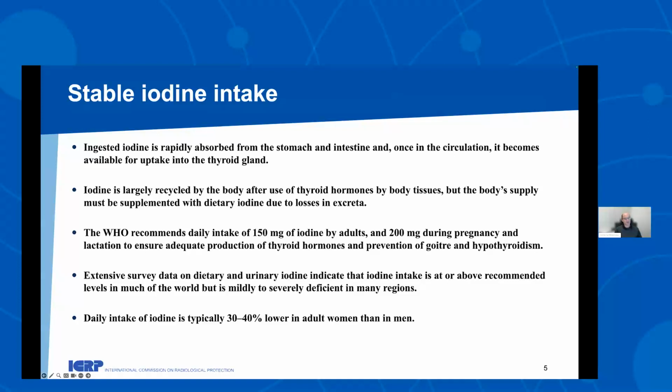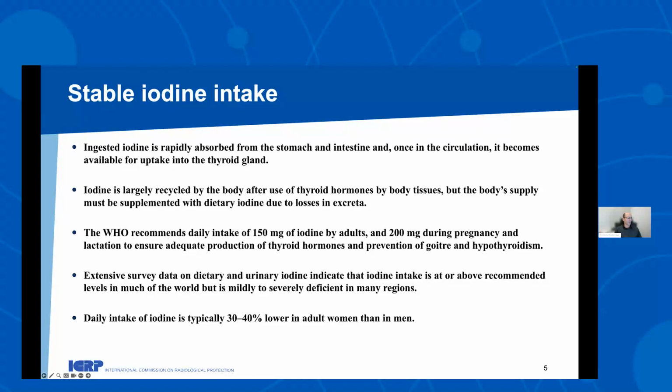As I said, stable iodine enters the body with food, and after ingestion is usually readily available for absorption by the thyroid gland. WHO recommends a daily intake of stable iodine for adults of 150 micrograms, and at least 200 micrograms during pregnancy and lactation. Later we will talk about this.